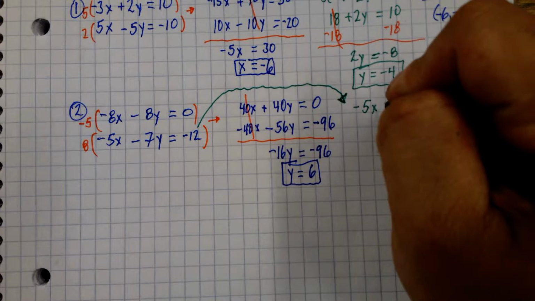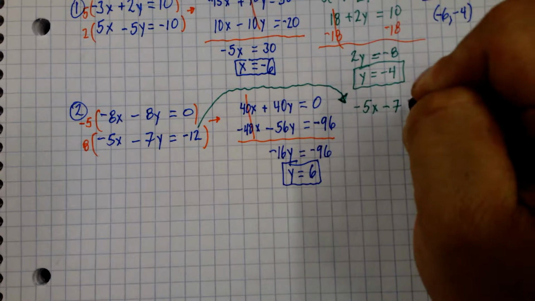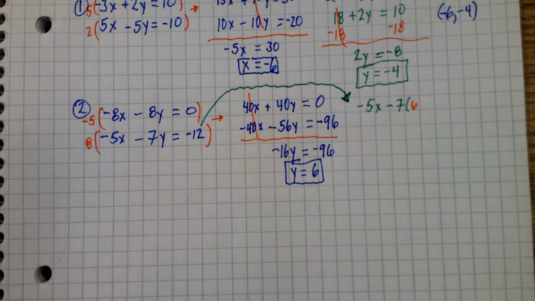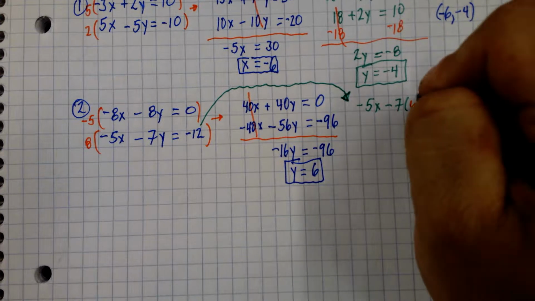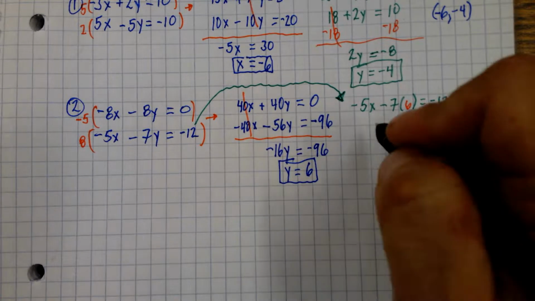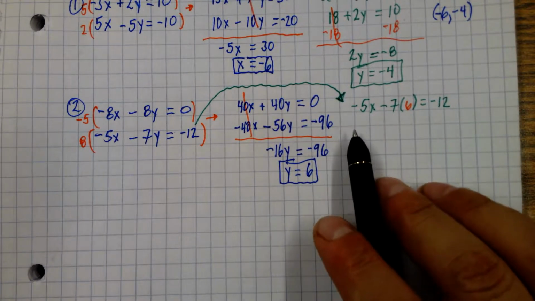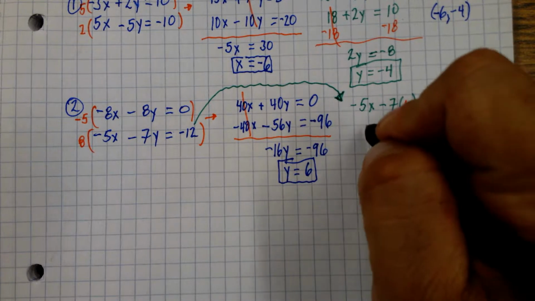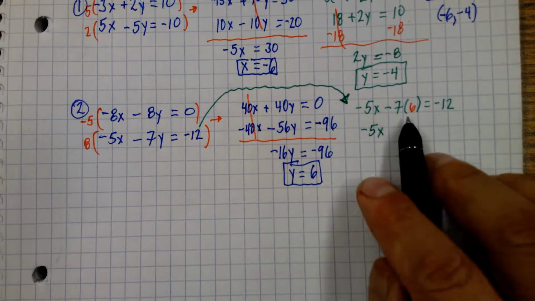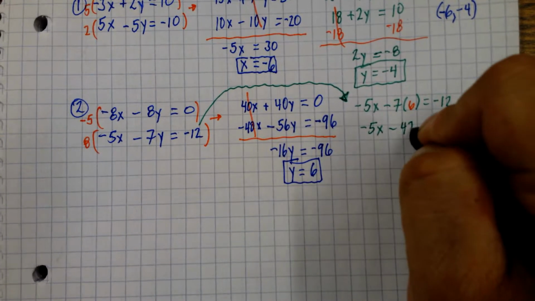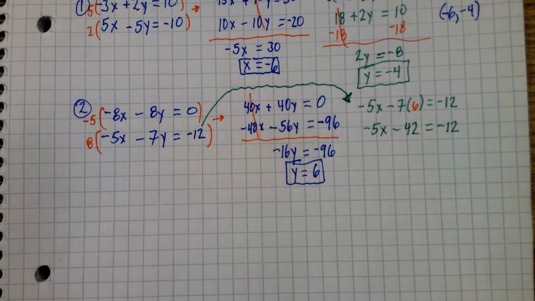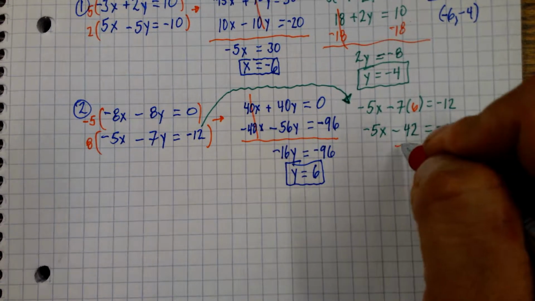-5 times x minus 7 times 6 equals -12. Okay, so what's that going to be? Tell me what to write, please. Be my brain. What do I write down? -5x minus 42 equals -12. Okay, let's get rid of this 42.